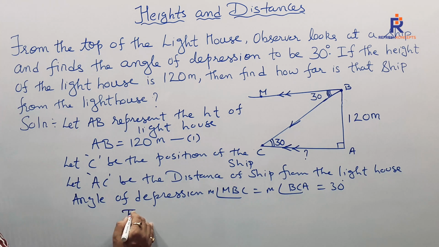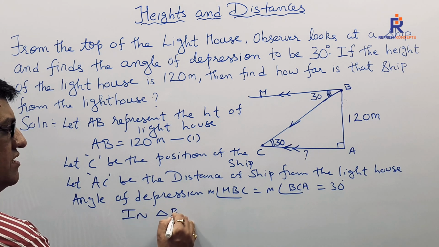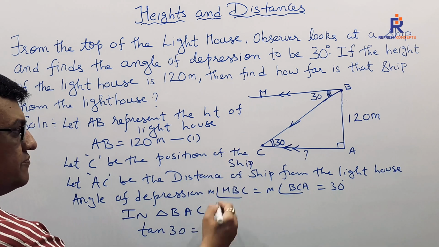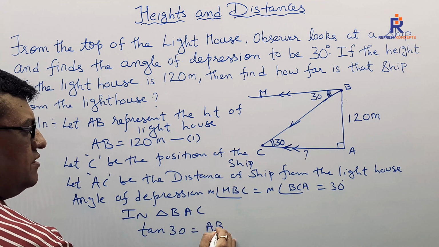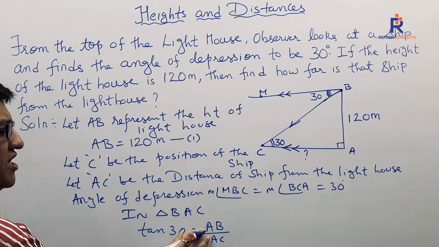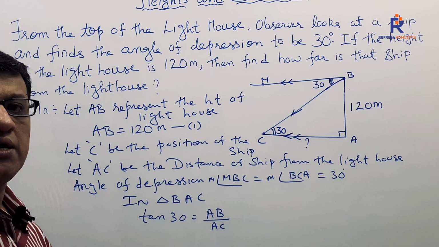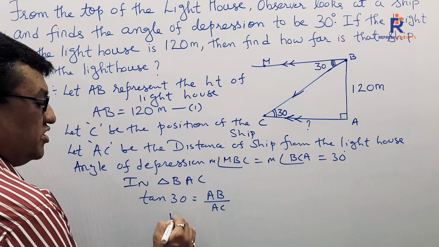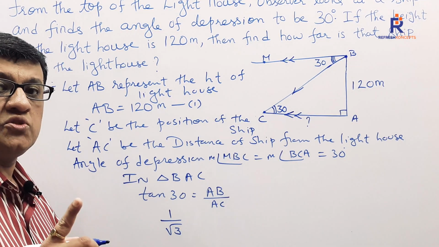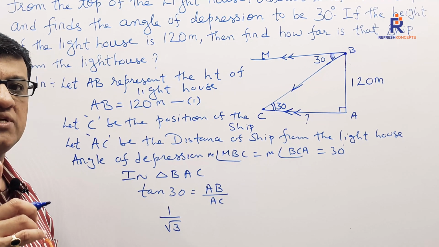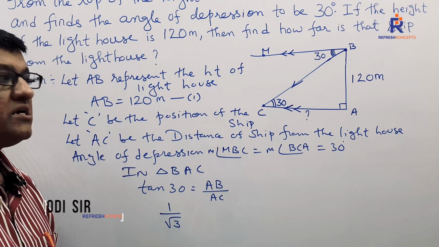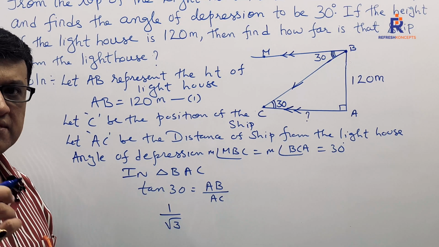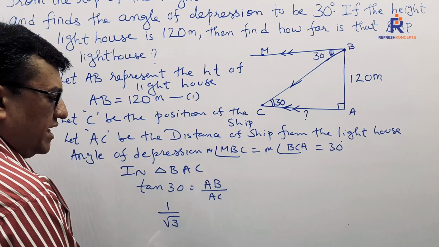Absolutely. So in triangle BAC, tan 30 is opposite AB by AC. Mind you, this is the definition of tan 30. It's opposite upon adjacent. Tan 30 value is 1 by root 3. We should know all the standard values, children. In some of the boards, non-standard values are given, then we have a logbook from where we can refer to the answers. Tan 30 is 1 by root 3.